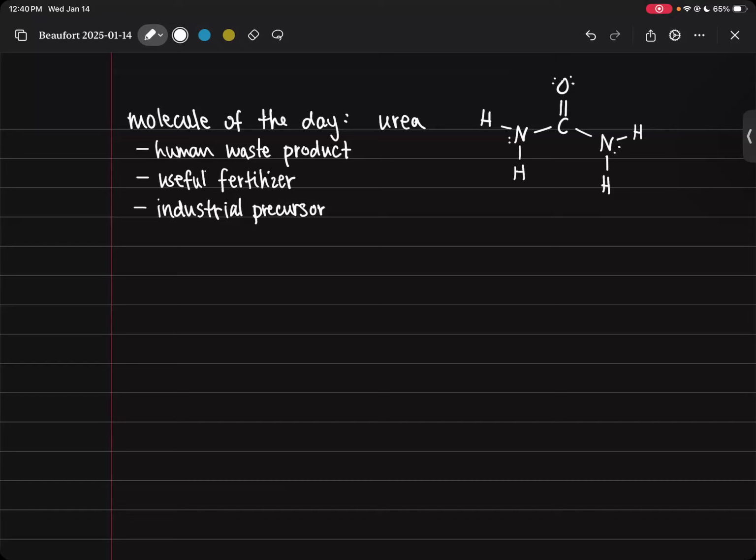So today's molecule of the day is urea. There's the structure of urea. As you might be able to tell, the root of urea is the same as the root of urine, and that's not a coincidence. It's a pretty important human waste product, specifically in regards to the nitrogen atoms. And that's one thing you'll notice about this molecule: it's got a pretty high ratio of nitrogen to other things.